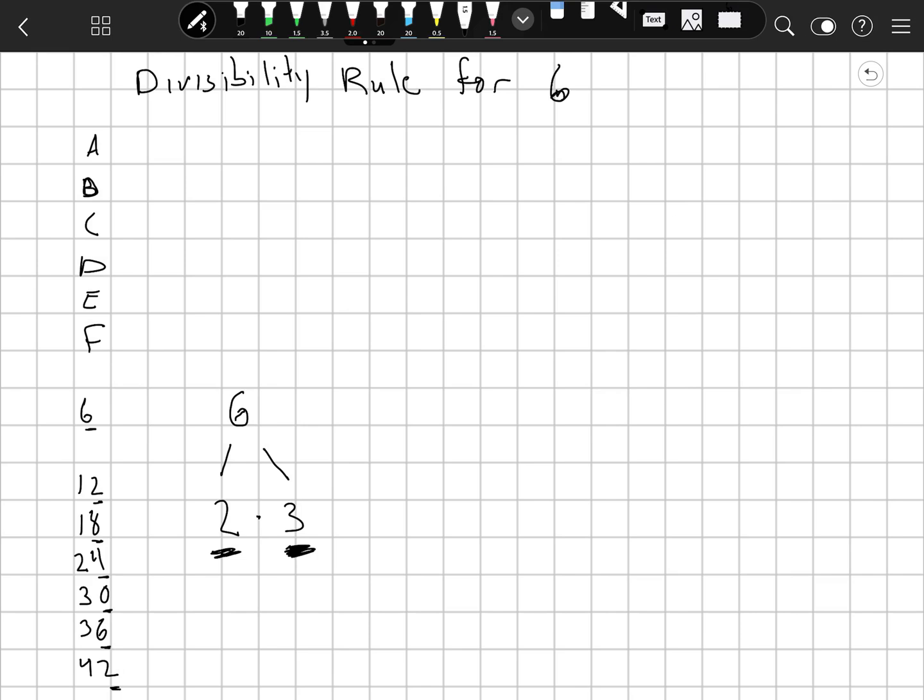And in an earlier video, we just proved that if you add up the digits and it's a multiple of 3, then it's divisible by 3. So let's just add these digits up. 1 plus 2 equals 3. 1 plus 8 equals 9. 2 plus 4 equals 6. 3 plus 0 equals 3. 3 plus 6 equals 9. And so on. And 4 plus 2 equals 6. So all of these numbers satisfied both those conditions. They were divisible by 2 because they were even numbers. They were divisible by 3 because the sum of their digits added up to a multiple of 3.